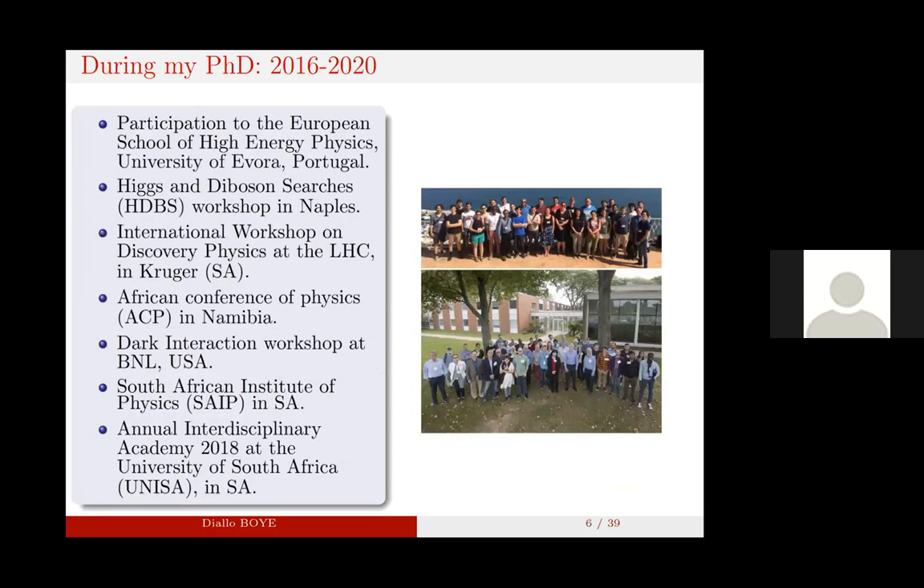I also participated in the European School of High Energy Physics in Portugal, and also the Higgs and Dark Boson Search Workshop in Naples, the International Workshop on Discovery Physics at the LHC in Kruger, the African Conference of Physics in Namibia, and the Dark Interaction Workshop at Biennale. The picture at the bottom is from there, and the picture at the top is in Naples, the HDBS workshop. I also participated in the South African Institute of Physics, SAIP, and the annual Interdisciplinary Academy at the University of South Africa.